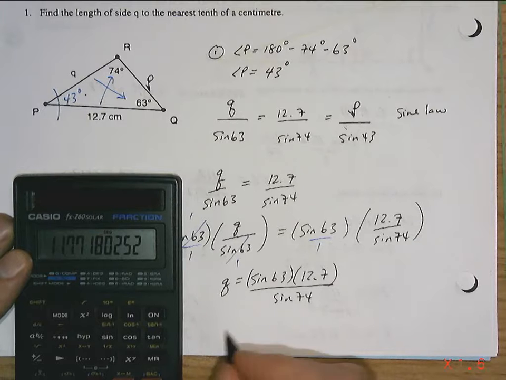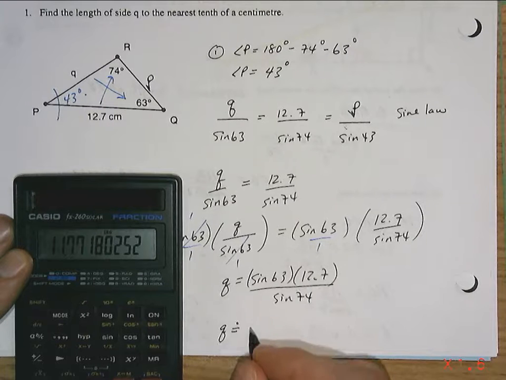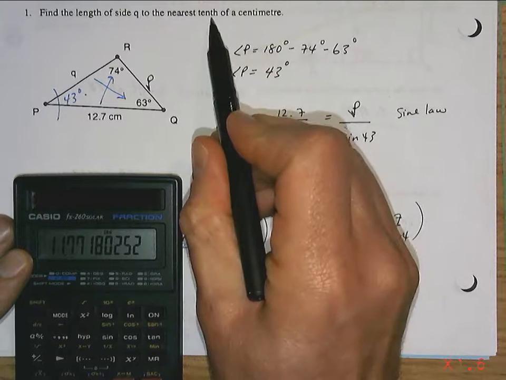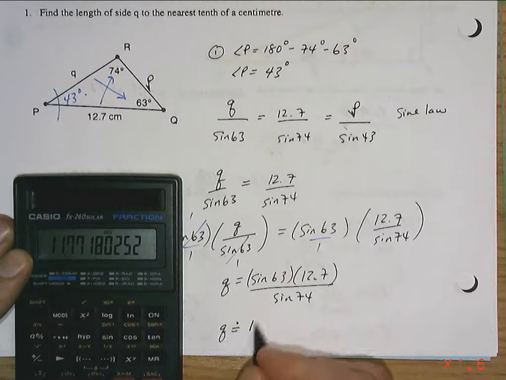Now hold on a second. Let's make sure you guys can do that. It says to the nearest tenth of a centimeter, so that's 1 decimal place. So that'll be 11.8 centimeters.